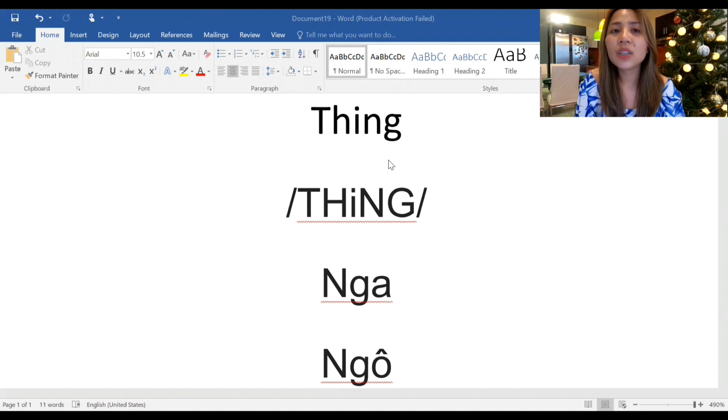If you pronounce the letter n, you say n. That is the work of your tongue tip. Here, it will be the work of the air column and the back part of your tongue, which is ng.